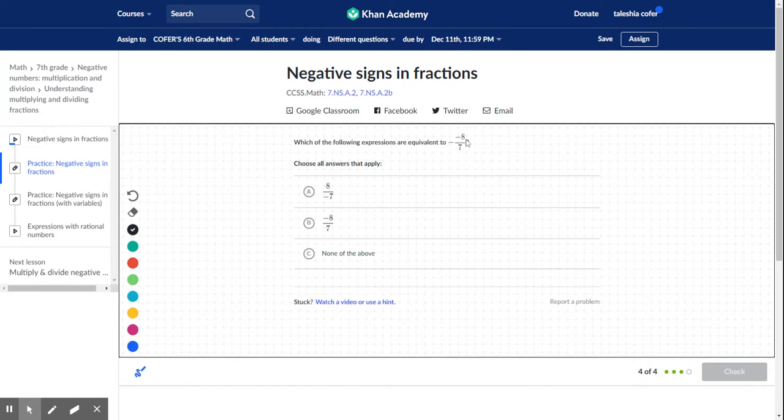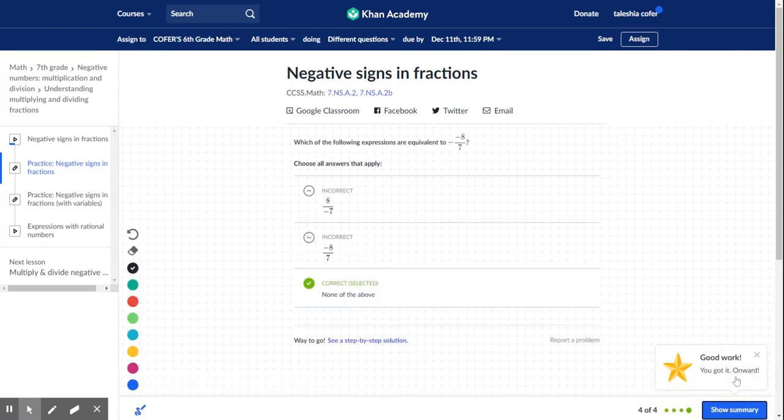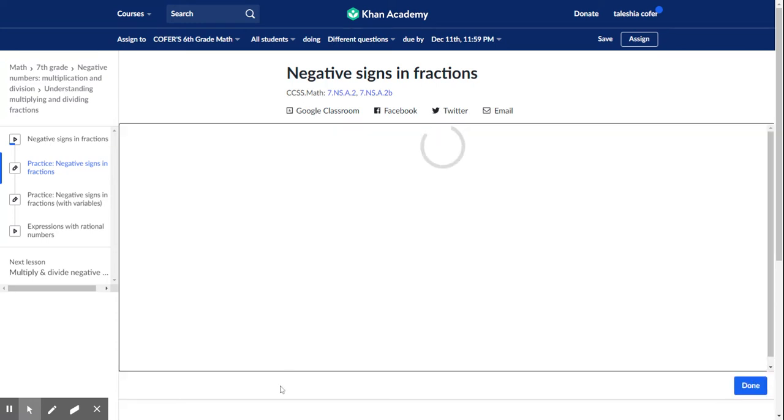Last one, I have two negative signs, so on my answer, I need to either have two negative signs or an even number of negative signs. On A, I have one negative, that will not work. On B, I have one negative, that will not work. So the answer has to be C, which is none of the above. And we are finished.